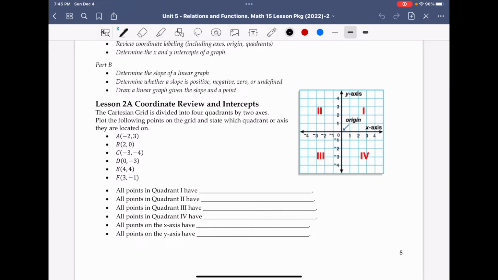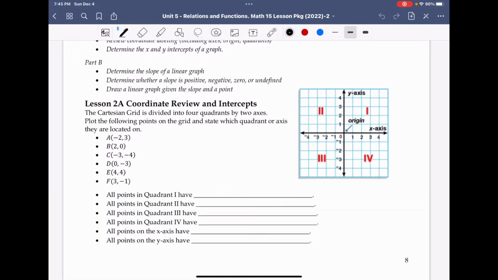When we look at coordinate review and intercepts, first of all, we're going to establish if I take a point and I want to put it on the coordinate grid or the Cartesian plane, what does it look like? And then specifically, what do those points have for x and y's? Are they positive? Are they negative? So let's actually take a look here.